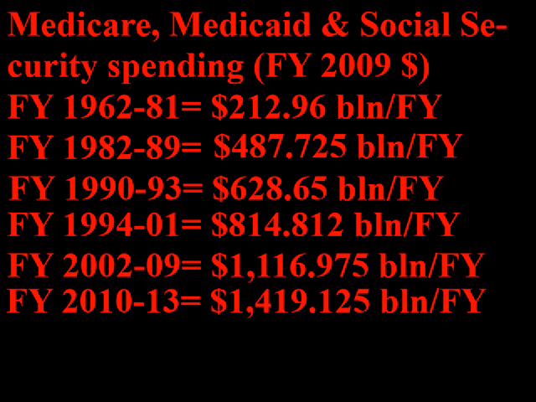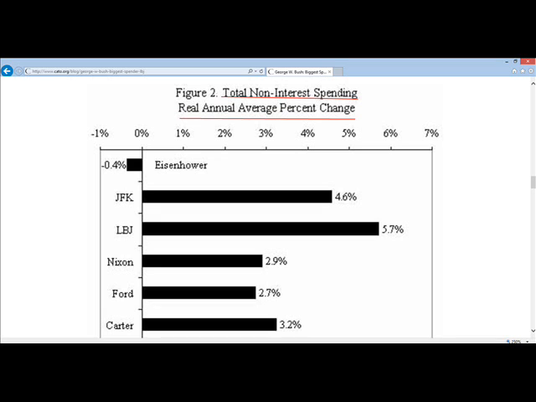This is adjusted for inflation too, folks. So you can see it is just growing massively. Under Hussein, it's over $1.4 trillion a fiscal year, well over. So you can see those programs, and I've got all my links underneath there. These programs are out of control. So hopefully you found that interesting.